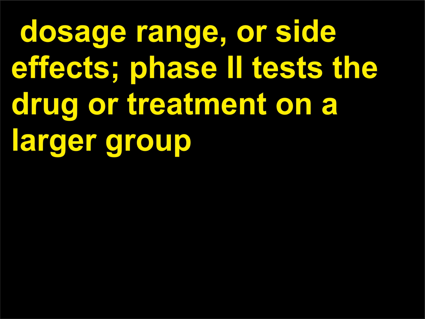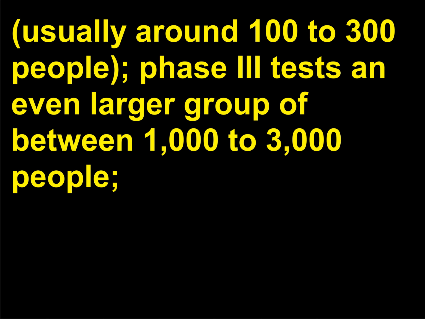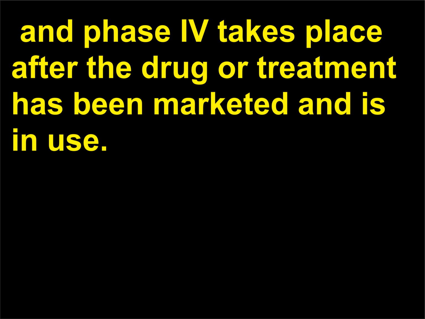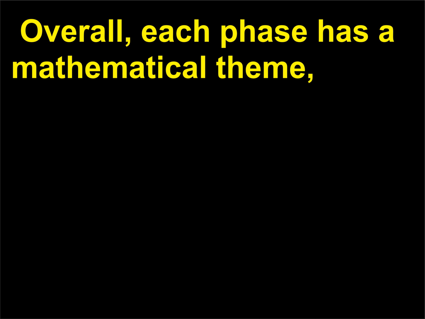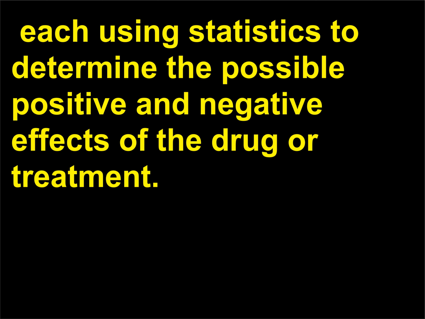Phase II tests the drug or treatment on a larger group, usually around 100 to 300 people. Phase III tests an even larger group of between 1,000 to 3,000 people. And Phase IV takes place after the drug or treatment has been marketed and is in use. Overall, each phase has a mathematical theme, each using statistics to determine the possible positive and negative effects of the drug or treatment.